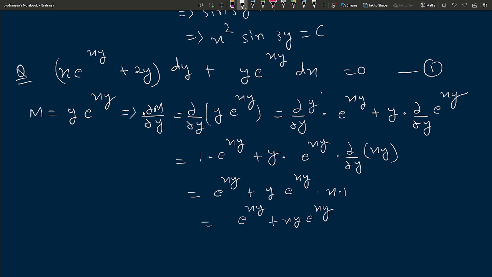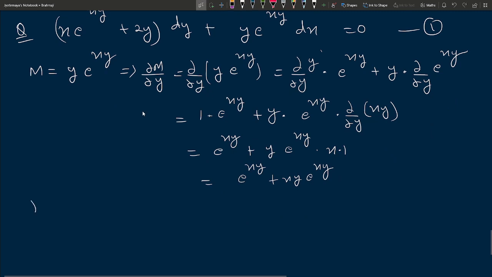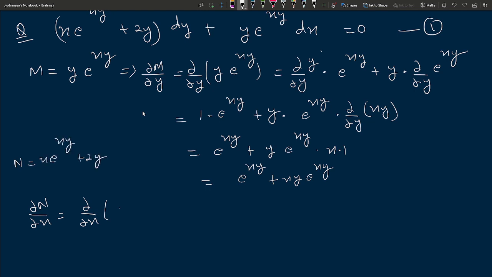Now del n by del x equals del by del x of n. What is n? N is what is multiplied with dy. N is x into e to the power xy plus 2y. This is your n: x into e to the power xy plus 2y.